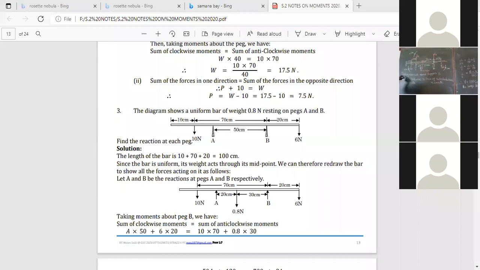Because I'm taking moments about support B. This is my pivot now. So can we concentrate on what I put on the board and we see whether the answers will agree or not? Because maybe there was a mistake in that answer. I don't know. So let us understand what I'm talking about first, and then we shall compare answers. Clear?